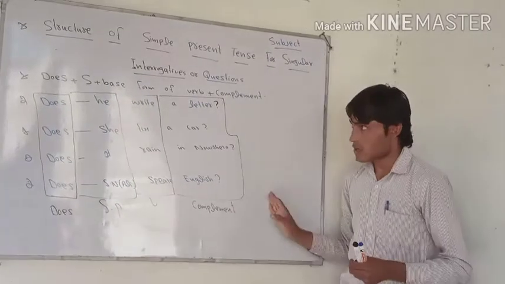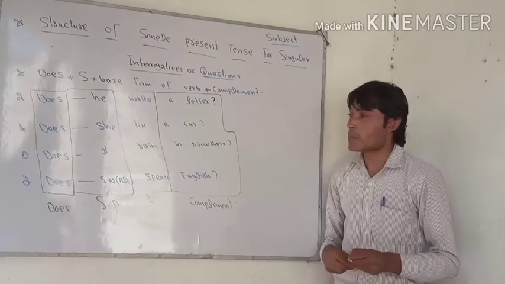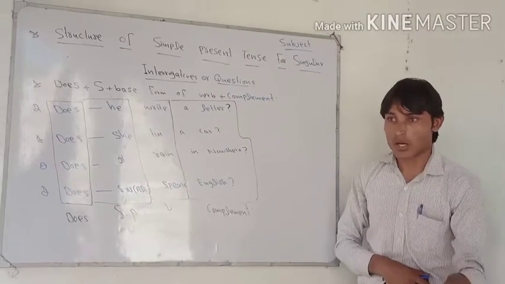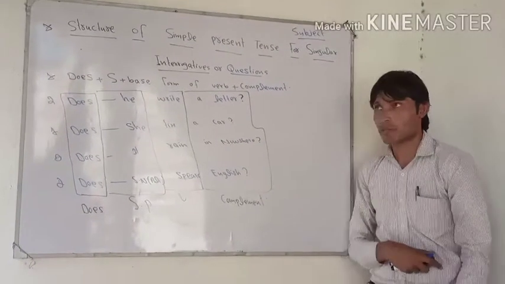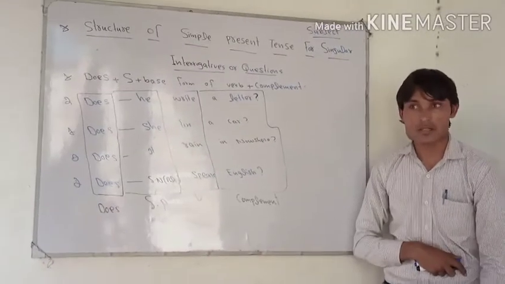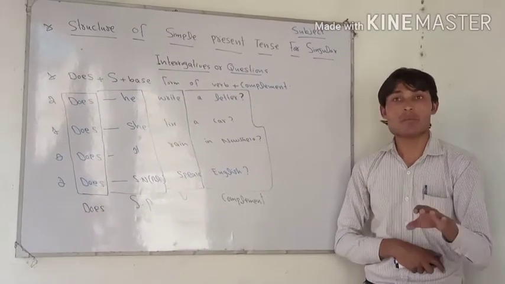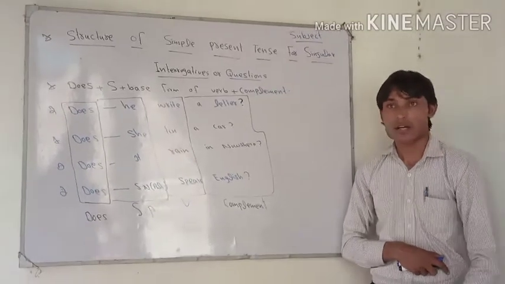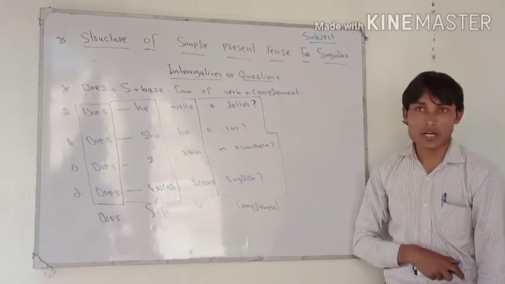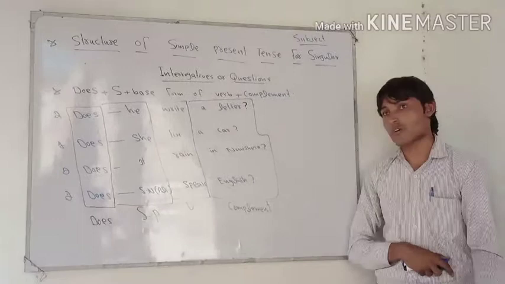So this was the interrogative structure of simple present tense for the singular subject pronoun. In the next video we will discuss the formal negative interrogative structure, and after that, the informal negative interrogative structure.